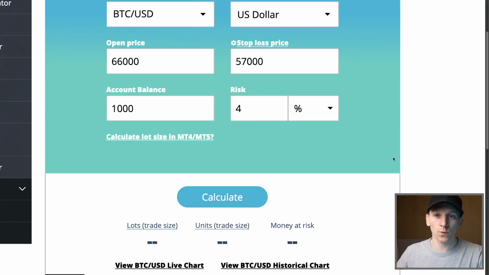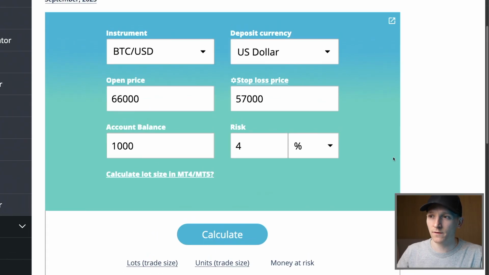Now, from there, we can also work out how much risk we're taking in relation to our portfolio. There are many position size calculators online, and you can just work out exactly how much risk you want to take. So we're trading Bitcoin USD. I'll try and link this calculator below. You can put the details in.